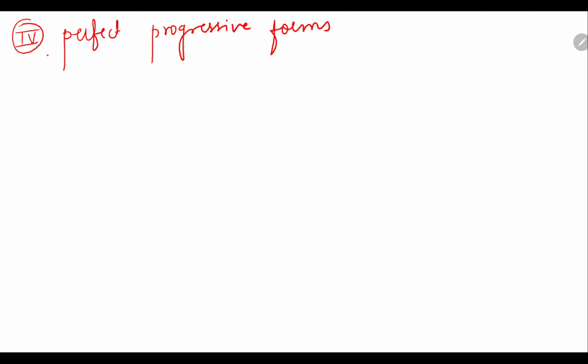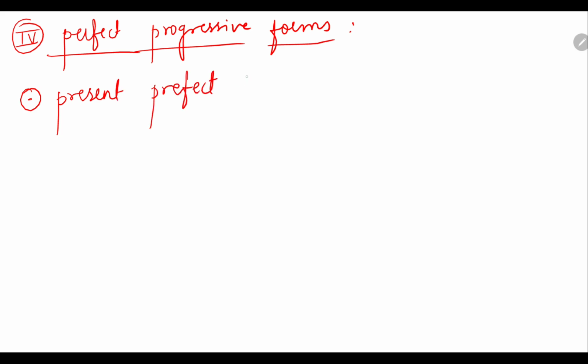So here the last form is the perfect progressive forms. In this particular form, again present perfect progressive form or present perfect continuous form, also you can say present continuous tenses. Okay, so here present perfect continuous or progressive tense.